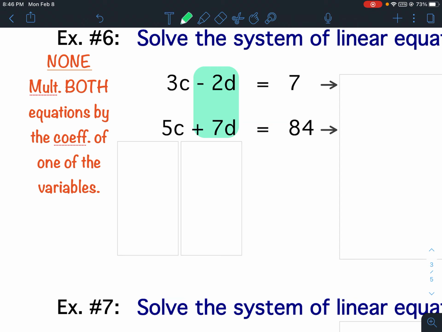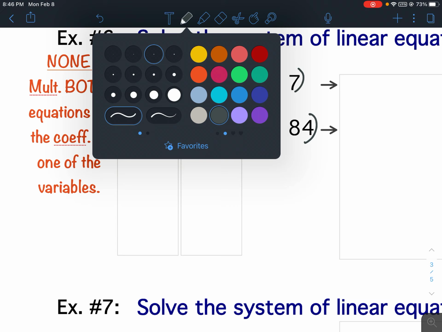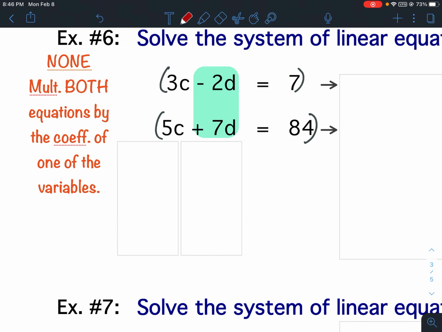Okay, since this is one of the none problems, we need to multiply both equations. All right, I'm going to ignore the signs for now. Since the 2 is on the top, I'm going to multiply the bottom equation by 2. The 7's on the bottom, so I multiply the top equation by 7.